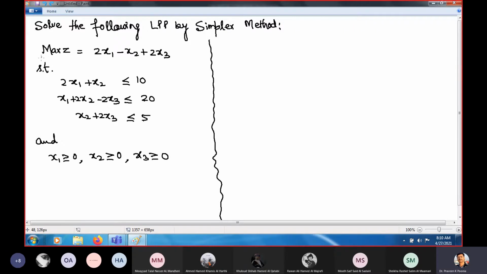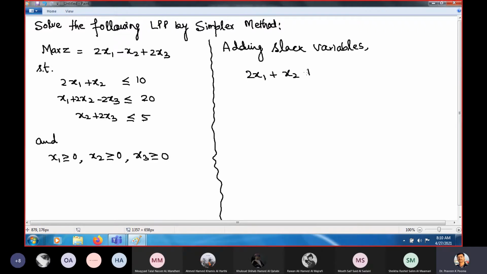So there are two things. One, the problem is maximization. Another, all the three constraints are less than. So what is the next step? Adding slack variables.